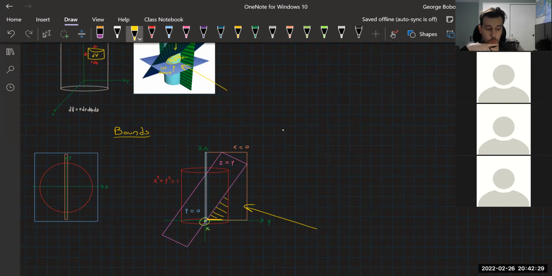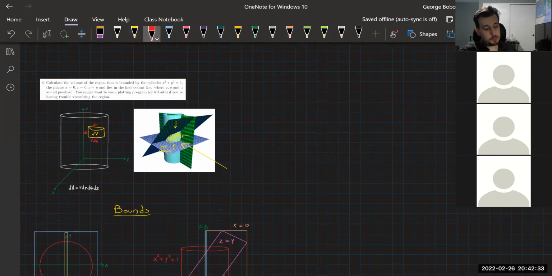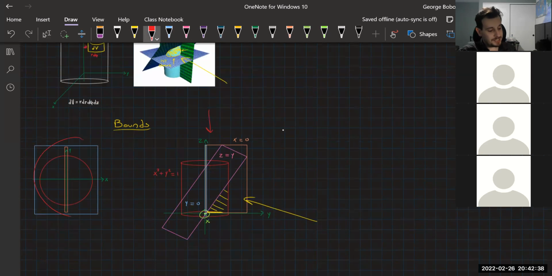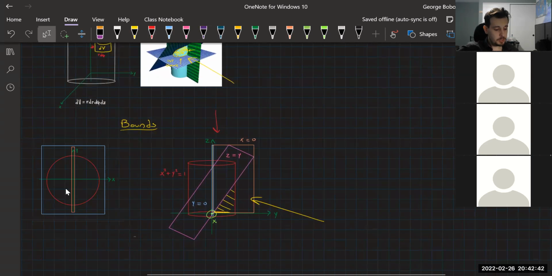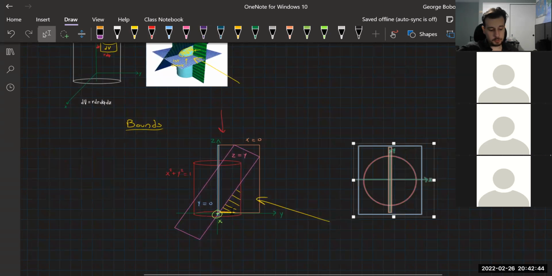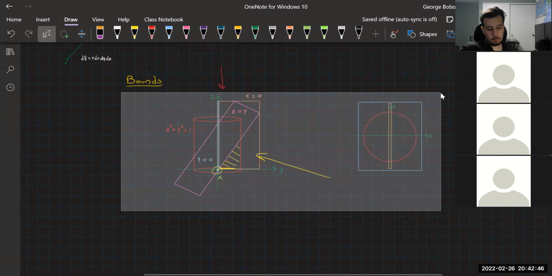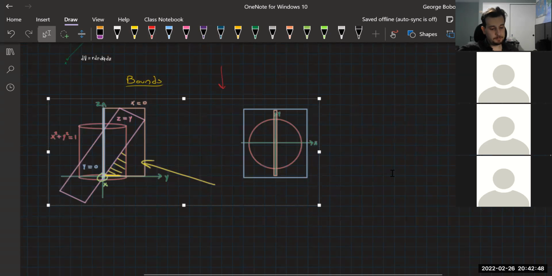Okay, so how does this look from a top view? What if I was looking at it from a top view right now? That's what I'm trying to draw here. How would it look from a top view? So again, let's check if I've done it right over here. I'm going to check the top view.